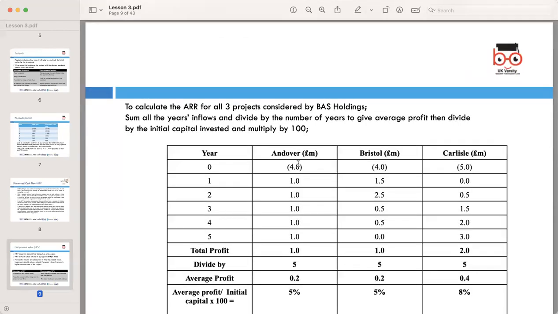So here is a simple example: we have 3 projects considered by BAS Holding. Andover, Bristol, and Carlisle. By calculating the ARR for each project, we find that Andover and Bristol have an accounting rate of return of 5% and 5%. Carlisle appears to be the better project as it has a higher rate of return, which is 8%.